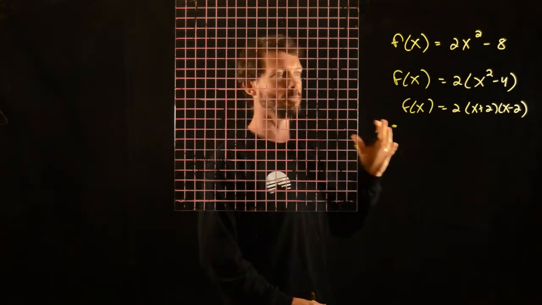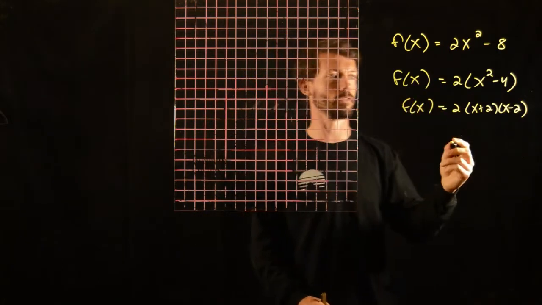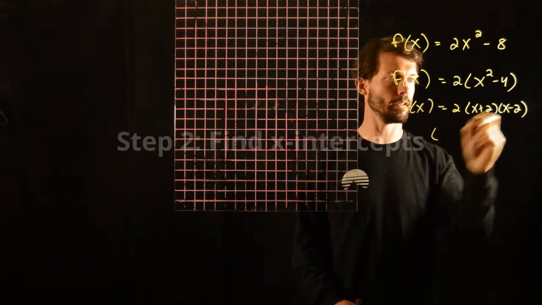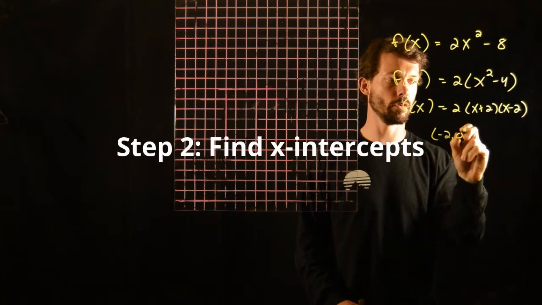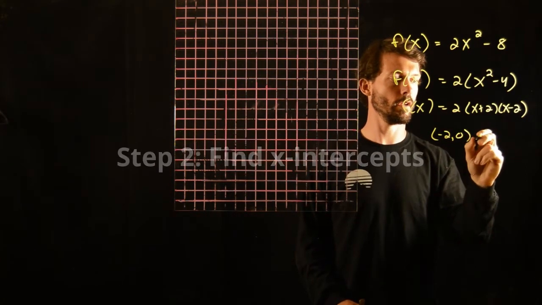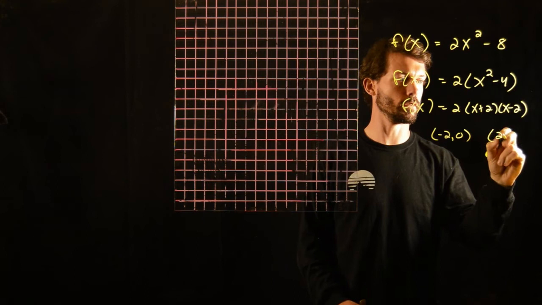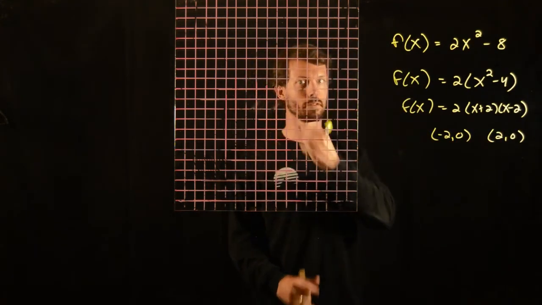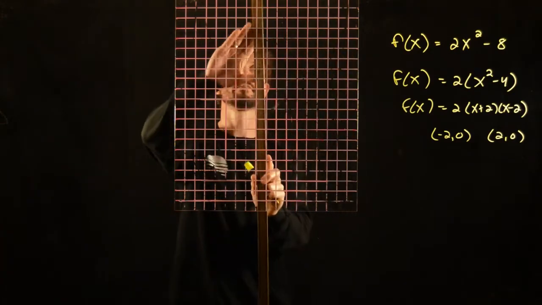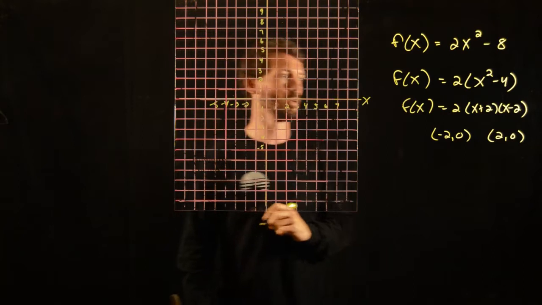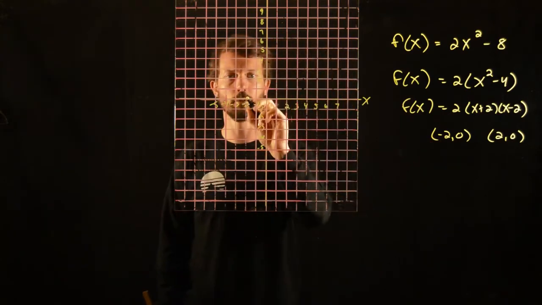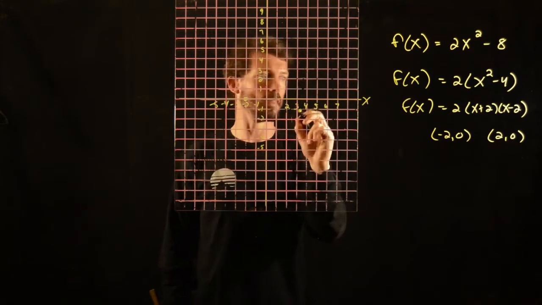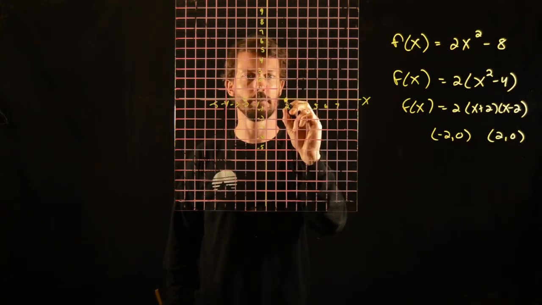Then step 2 is really the same process as you did before. Let's find the intercepts, so it'd be (-2, 0), and then this would be (2, 0). So those would be your x-intercepts. So let's go ahead and graph those two. Alright, so we're going to graph -2, which would be over here, and then we're going to go ahead and graph this one over here.